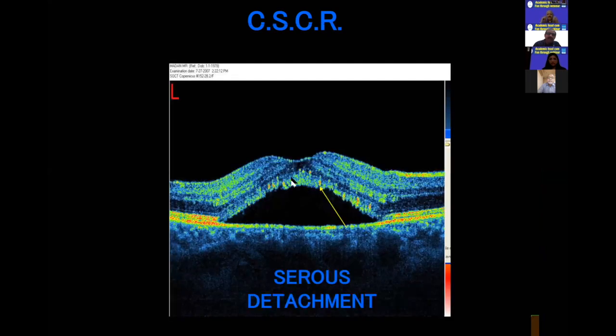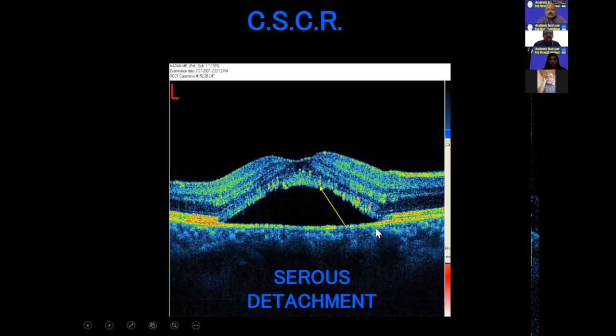This is a patient having simple central serous retinal detachment. Here you can see there is a neurosensory retina which is detached from the RPE. So this is serous detachment. There is separation of neurosensory retina from RPE.